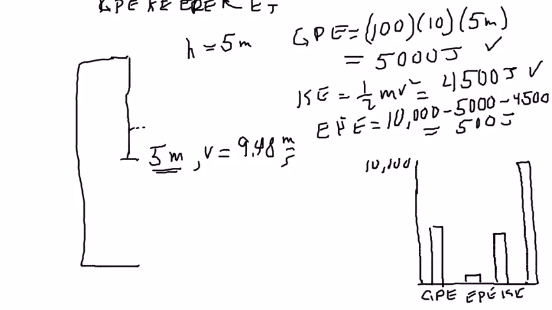The important piece here is that the total energy remained the same, but it was now spread among gravitational potential energy, elastic potential energy, and kinetic energy. But they still all add up to 10,000 joules.